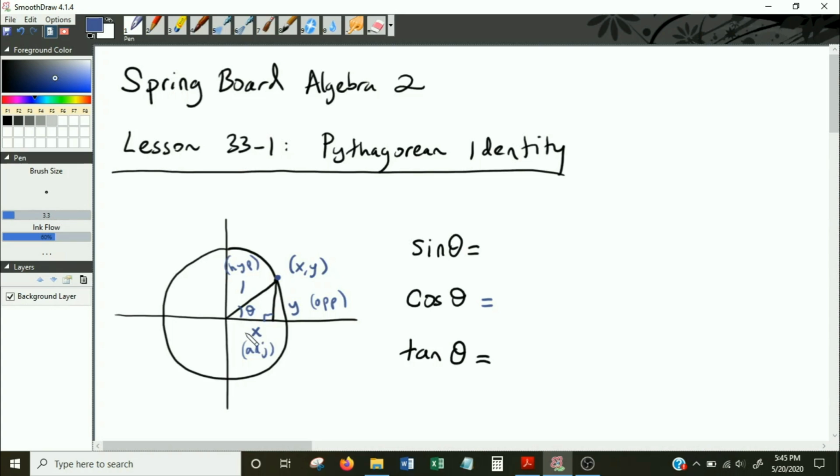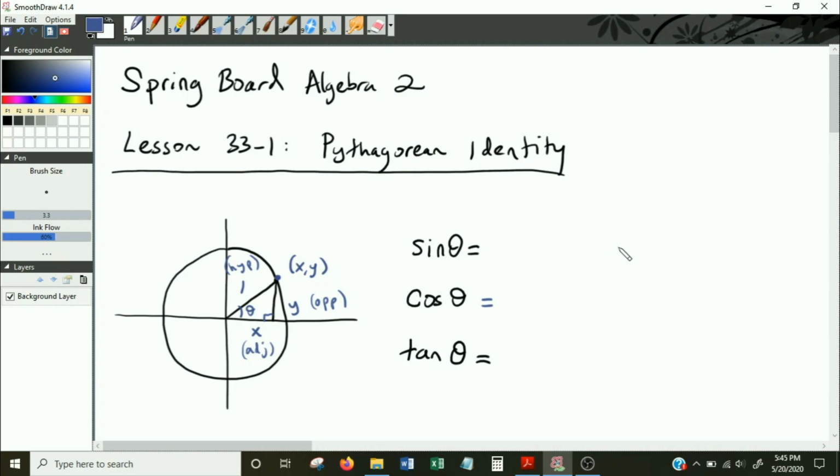And x is the x-coordinate of a point where the ray touches the unit circle, and y is the y-coordinate. So what we're going to first do is write definitions for sine of theta, cosine of theta, and tangent of theta. And I've labeled that x is the adjacent side for this theta, y is the opposite side, and 1 is the hypotenuse.